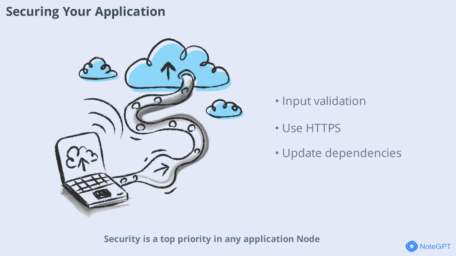Security is a top priority in any application. Node.js provides tools and best practices for securing your code, such as input validation, HTTPS, and environment variables. Regularly update dependencies and use security-focused packages to protect your app from common vulnerabilities.